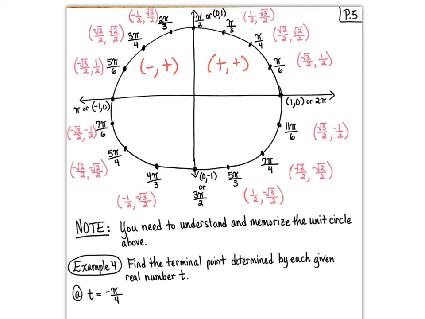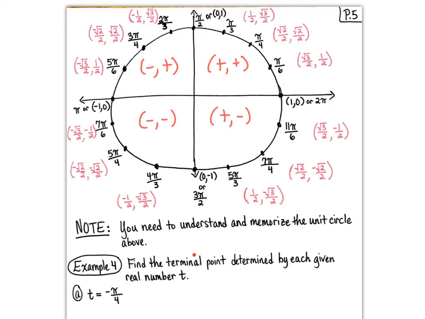Quadrant 2 is negative, positive. Quadrant 3, negative, negative. And then quadrant 4, positive, negative. Good. Okay? So you will need to understand and memorize this unit circle. Not for your exam. This section is not on your exam on Wednesday. However, you do need to know this for future reference.